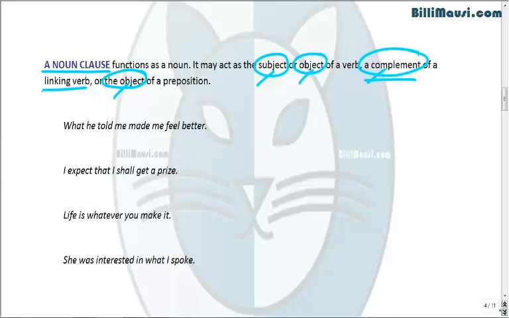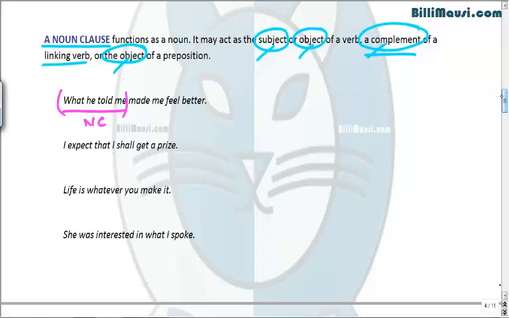So let us find noun clauses in the following sentences. I will also give you a test to determine the noun clause. What he told me made me feel better. So here what he told me is the noun clause. I expect that I shall get a prize. That I shall get a prize is behaving as the noun clause. Life is whatever you make it. Again a noun clause. She was interested in what I spoke. What I spoke is the noun clause. But how can we differentiate between a noun clause and an adjective clause or an adverbial clause?